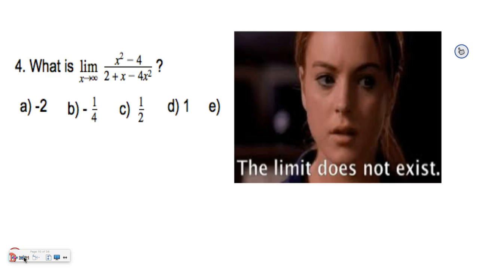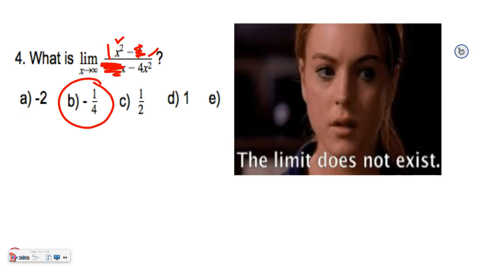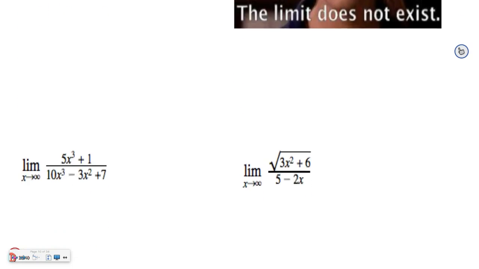You ready? So I'm going to pick on you, Joe. Which one did you circle? He picked B. Is he right, guys? Yeah. Why is it B? Because you don't matter. It's the highest powers. I steal their coefficients. -1/4. Some of them are as easy as that. It's definitely not E.